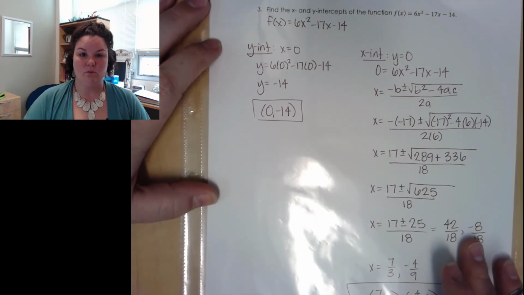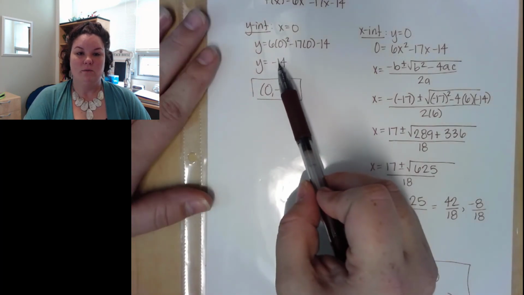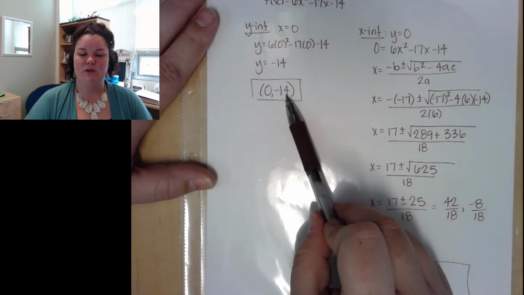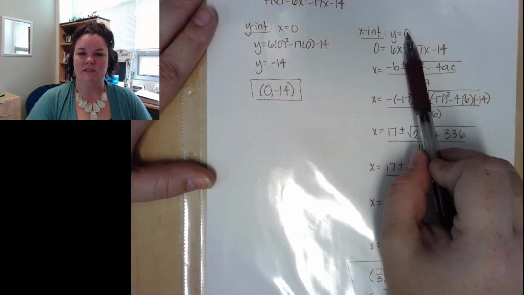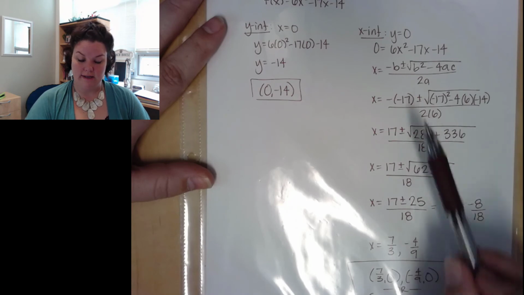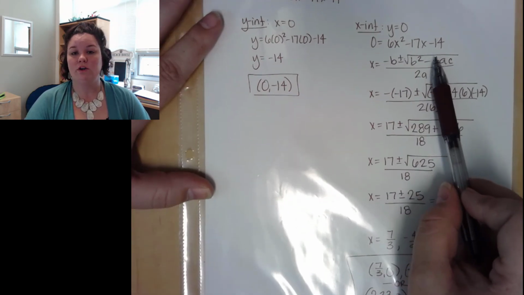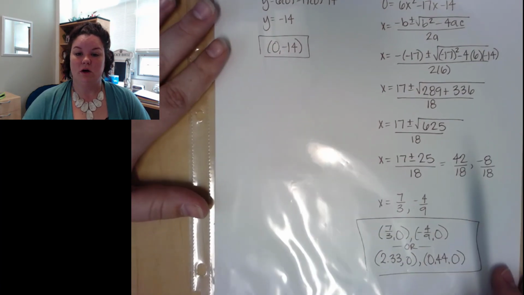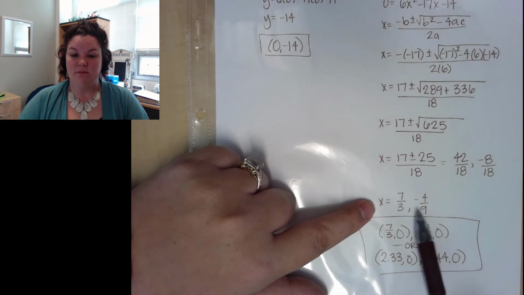Okay, and then we want to look at our third one, which was just finding x and y intercepts. Okay, when we find x and y intercepts, we're just setting the opposite variable equal to 0. So here, we plug in 0 for x. We get negative 14. Make sure you write it as an ordered pair. And then to find our x-intercept, we set y equal to 0. Again, you could potentially solve this by factoring, so you're welcome to try that. Or you can do what I did and just solve it using the quadratic formula. Okay. Once you reduce the two answers that you get, you should get 7/3 and negative 4/9.